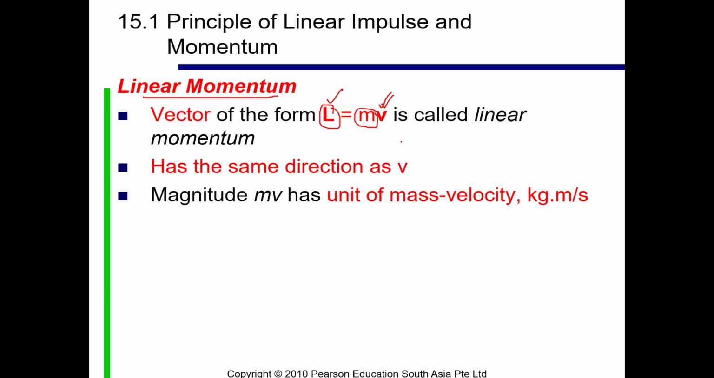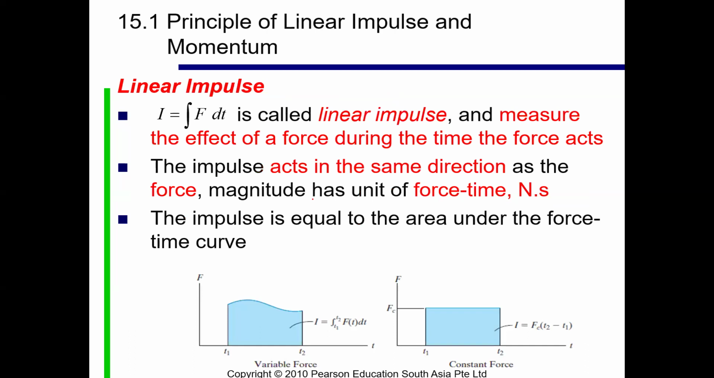And the units are, this is velocity units, this is mass unit. So it is kg meter per second. That's the unit for the momentum, linear momentum.